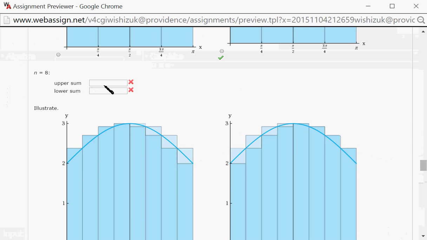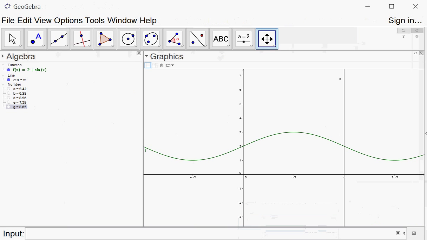All right, 8.65. All right. Then for the lower sum, you can see that we're going to use the left hand point in the first half, and then we have to use the right hand point for the last half. Right? So we multiply by pi over 8, because that's the width of each rectangle.